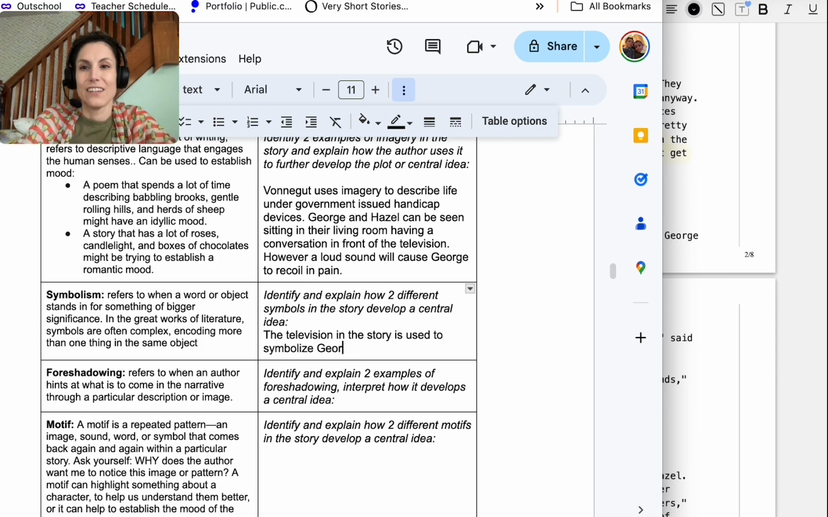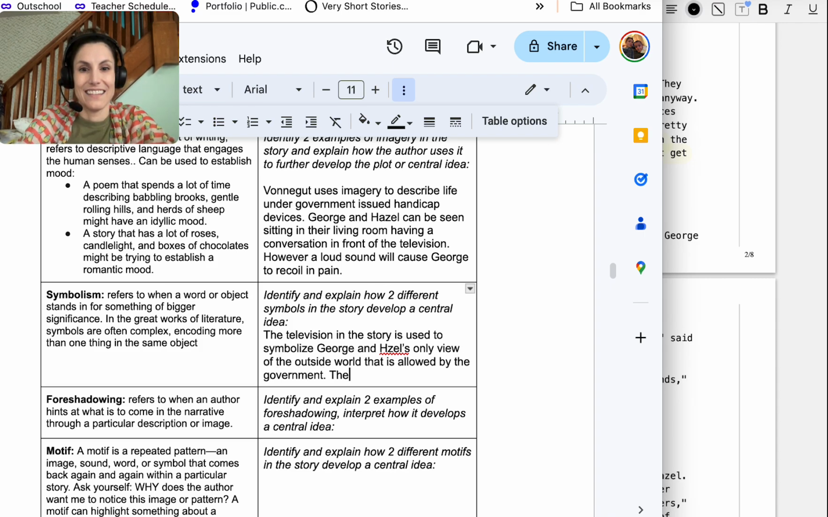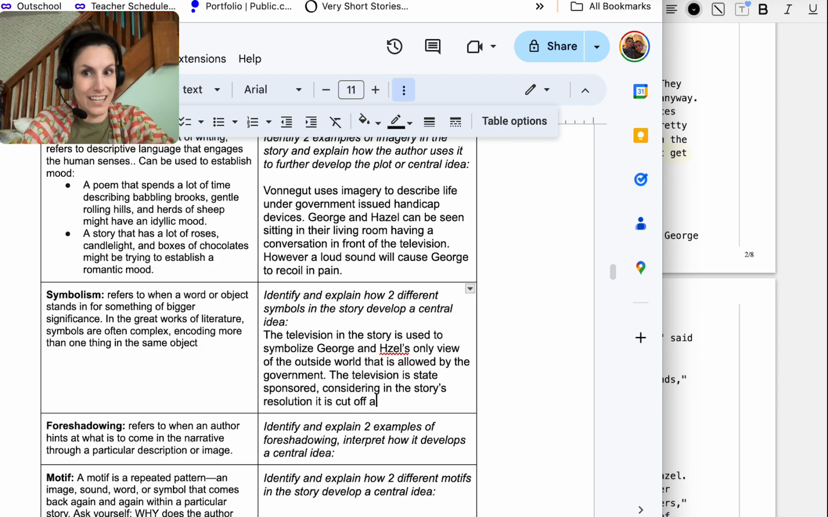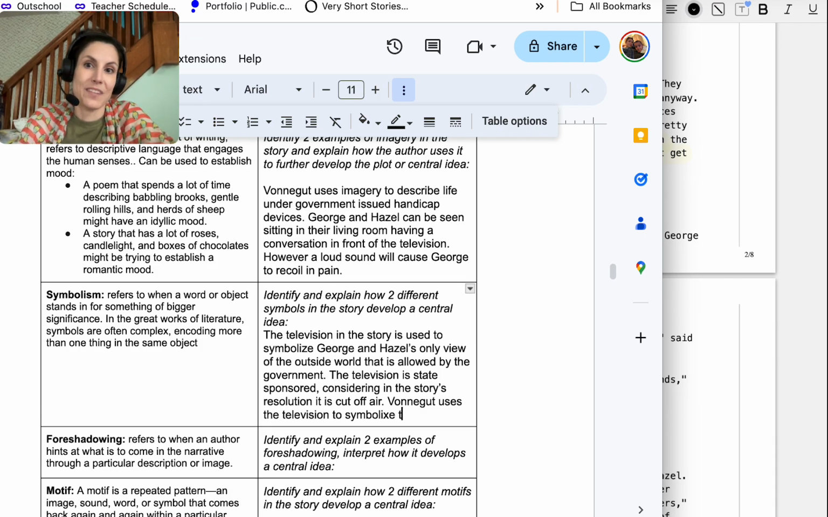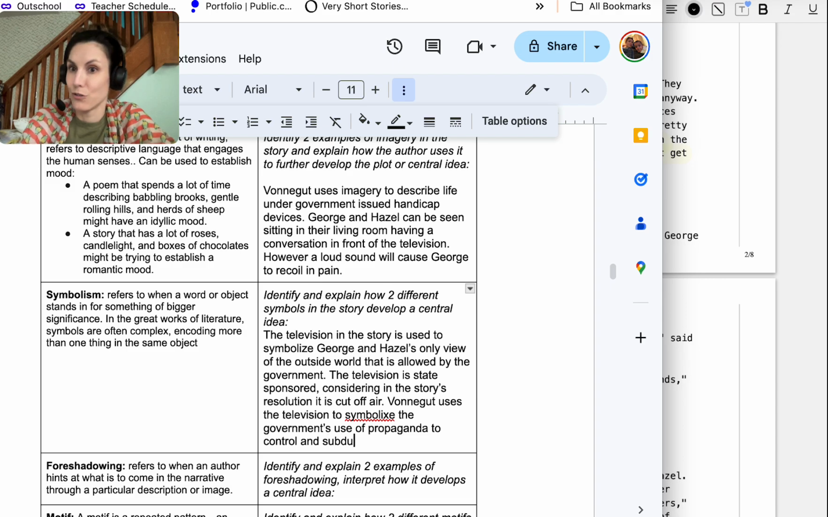George, we can say George and Hazel's only view of the outside world that is allowed by the government. And then you could say the television is state-sponsored, considering in the story's resolution, it is cut off air. So you could say the television represents propaganda. If I say more, we can say Vonnegut uses the television to symbolize the government's use of propaganda to control and subdue the population. That would be a major symbol.